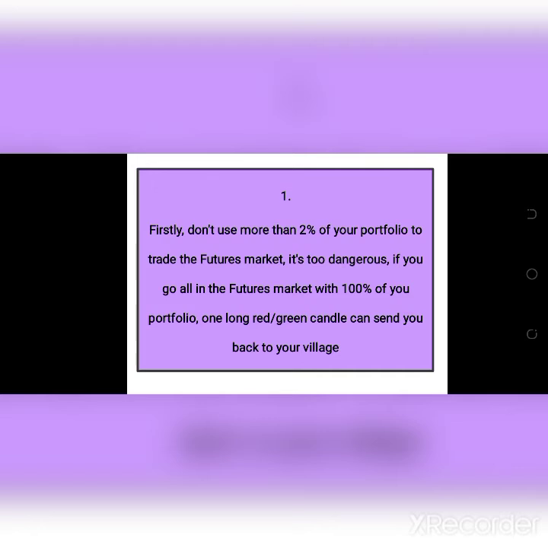Do you understand? So when it comes to the futures market, you don't trade with more than 2% of your portfolio, so that you can manage risk and maximize your profit. Because the bigger your position size in the futures market, the bigger your potential loss and the bigger your potential profit. So you should know how to balance your risk and reward ratio.